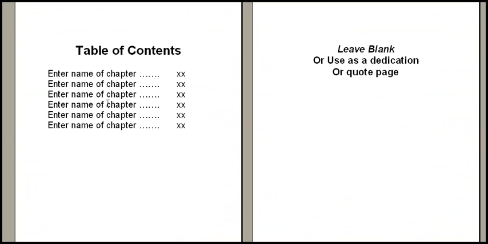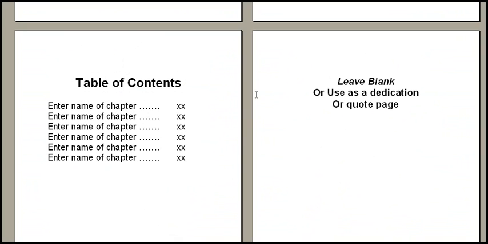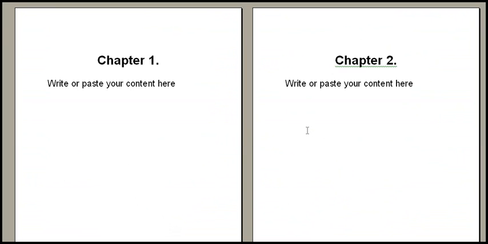And then on the back side of the table of contents, you have an option. You can leave it blank, which is pretty typical for books, or you can use that space for a dedication or a quote page. That's what some authors are using it for, where they can dedicate the book to someone, or they can put a favorite quote in there. Just so they don't leave it blank, they can put something in there, and that's your choice. Then on the right side is where it starts your content for your book.